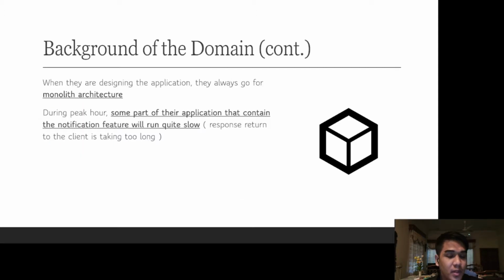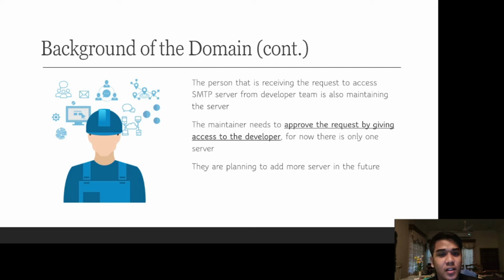Most of the applications use a monolithic architecture. This is because it's easier for their team to develop. Those applications that have notification features run quite slowly during peak hours. As I said previously, their team needs to request the SMTP credential from the server maintainer. So basically, the server maintainer needs to entertain them by approving those requests and sending those credentials to them.